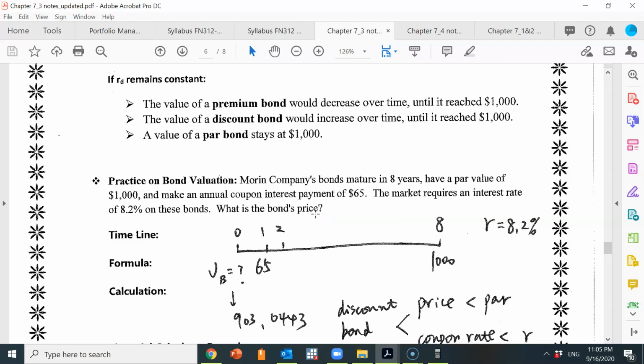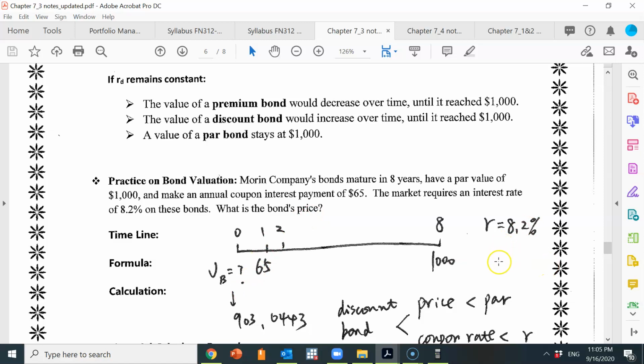Okay, practice. What if we have a company that has a bond maturing in 8 years with a par value of 1,000, making an annual coupon interest payment of 65? The market requires an interest rate of 8.2% on these bonds. What is the bond price? So we know N as 8, par value, which is the future value, as 1,000, coupon payment 65 as payment, interest rate as 8.2. We're looking for PV, the bond price.